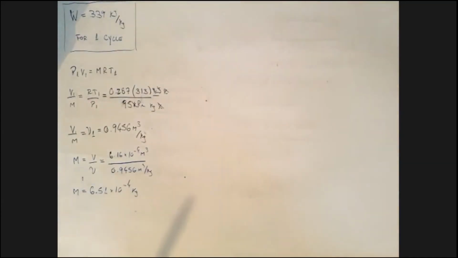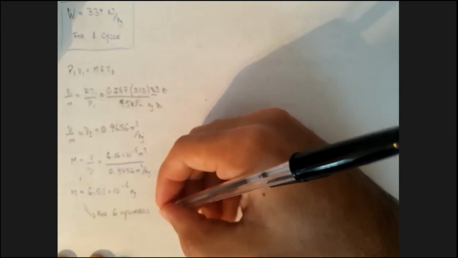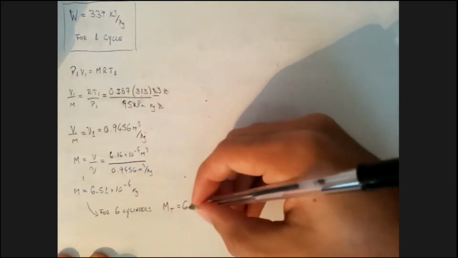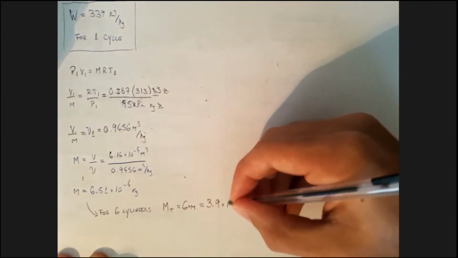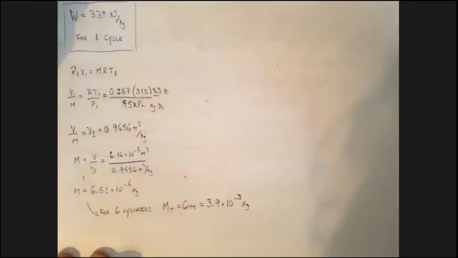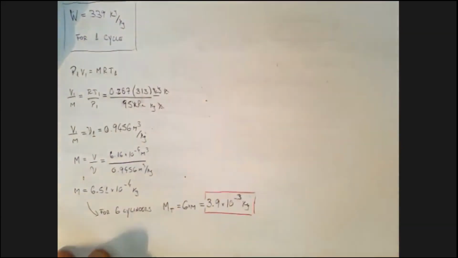So if we want it for 6 cylinders, and mind you, you could have done this at any point. You could have done this later if you wanted to as well. Just multiply that by 6. Mass T, for total mass, is just going to be 6 times the mass of one cylinder. So that's going to be 6 times 6.51 times 10 to the minus 4, which is 3.9 times 10 to the minus 3 kilograms. And that's the total mass of air that goes through this engine.